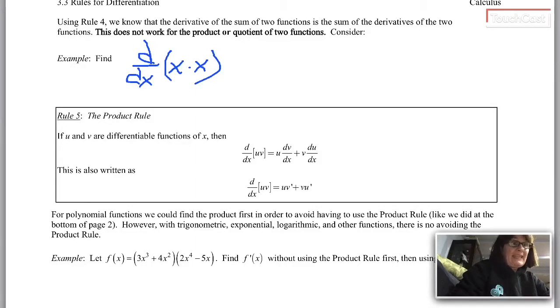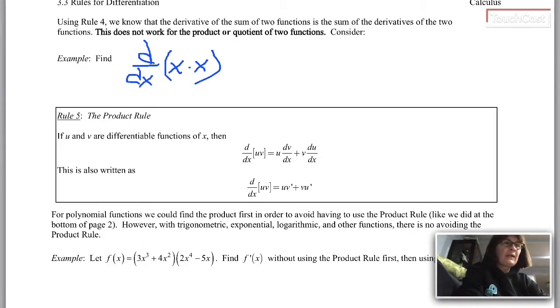We just got finished saying that the derivative of a sum is the same as the sum of the derivatives. But the same is not true about the derivative of a product or the derivative of a quotient. I'm going to prove it to you. The example here didn't print into your notes, so what that should say is find the derivative with respect to x of x times x.